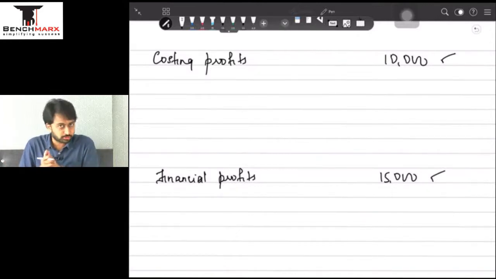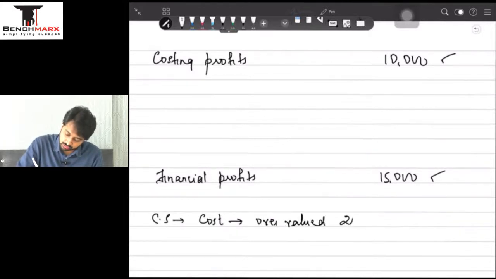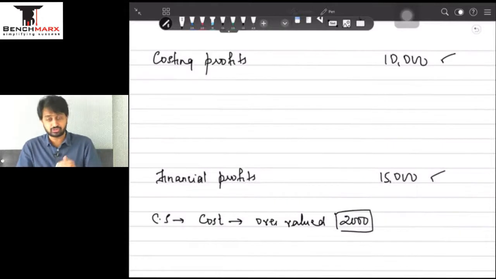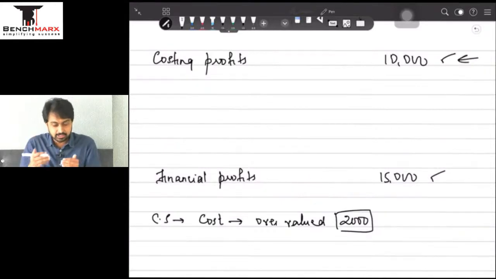Suppose the closing stock as per costing. Let me write all these things because तुम भूल जाओगे. Suppose the closing stock as per the cost records is overvalued by say 2000, बराबर. तो how do you decide ये 2000 add होगा कि subtract होगा? Think logically. If closing stock of the costing is overvalued, it means closing stock higher means the profit is higher. If closing stock is higher and the profits are higher, that means the profits of the costing records, ये वाला 10,000 is already higher. This means 10,000 is higher.